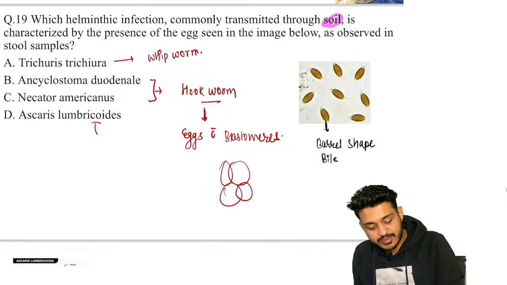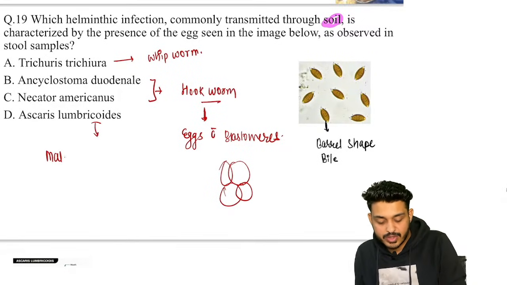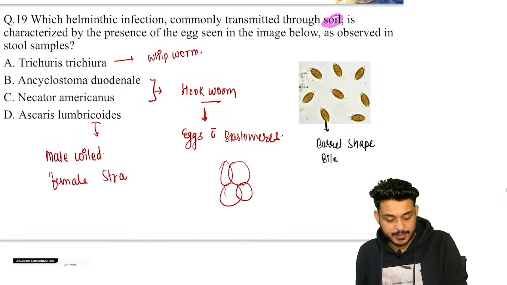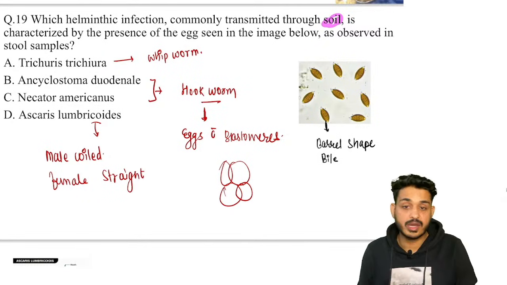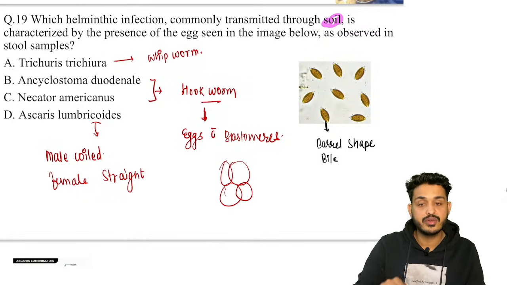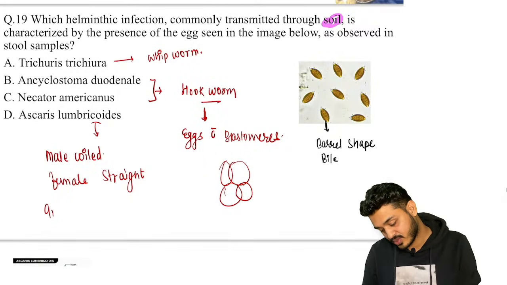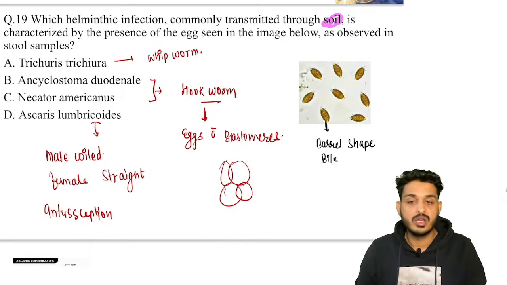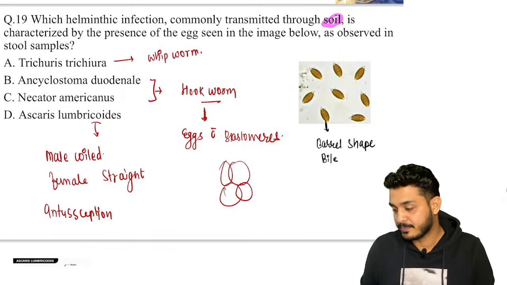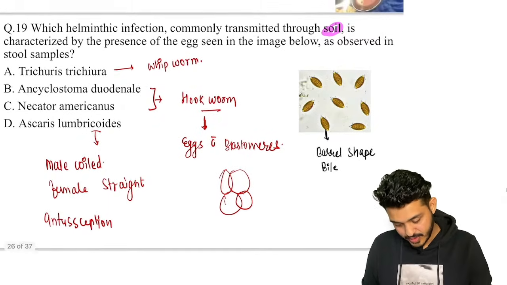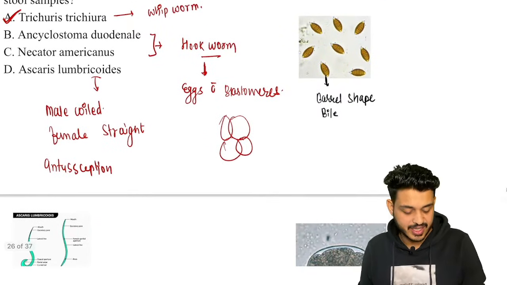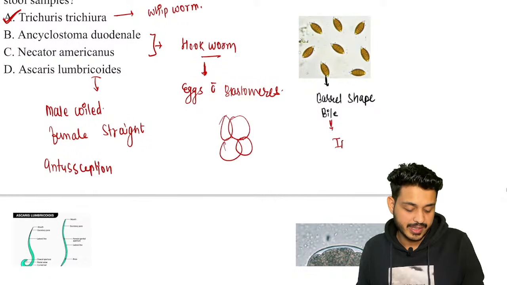Whereas in Ascaris, you will find the male is coiled, whereas the female is straight. And here you can have an association with intussusception also. And it can even lead to Loeffler syndrome, massive eosinophilia, right? This is your Trichuris trichiura. And this Trichuris trichiura can also lead to iron deficiency anemia.